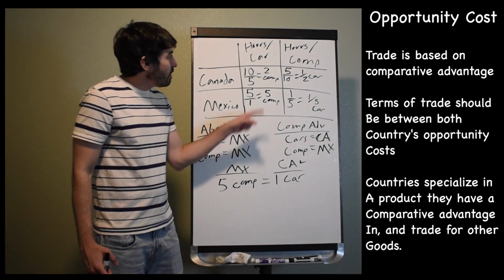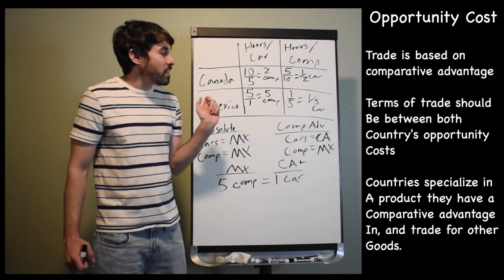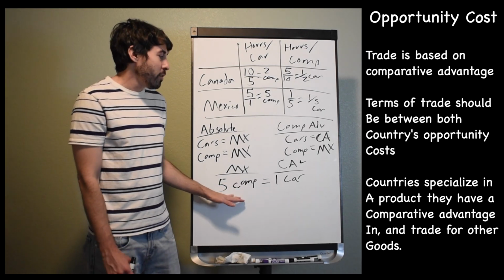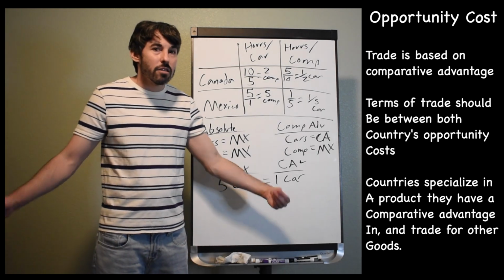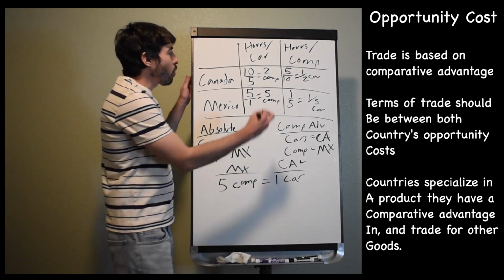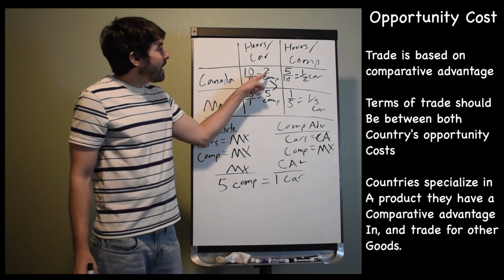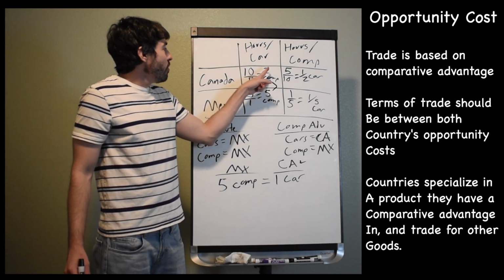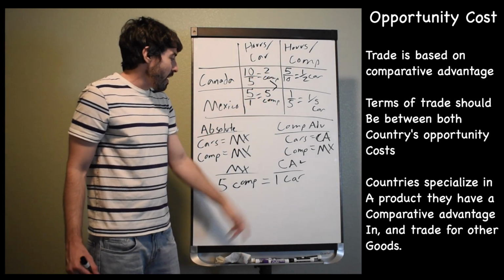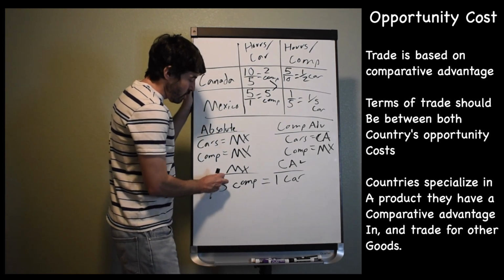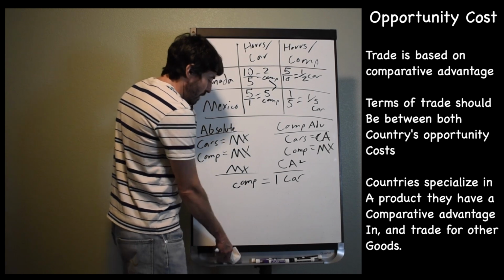For Mexico, if they want to get 1 car, they have to stop producing 5 computers. So they are not gonna wanna trade 5 computers to Canada for 1 car because they can literally do that on their own. In order for this deal to work out for both countries, it has to be somewhere between the 2 computers for Canada and the 5 computers for Mexico. So as long as this number is greater than 2 and less than 5, both countries will be happy.